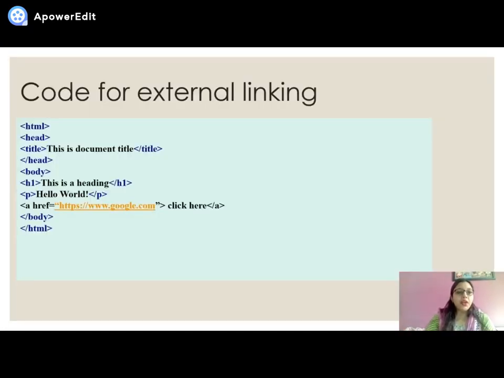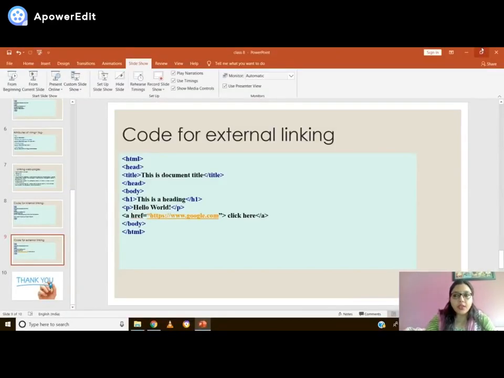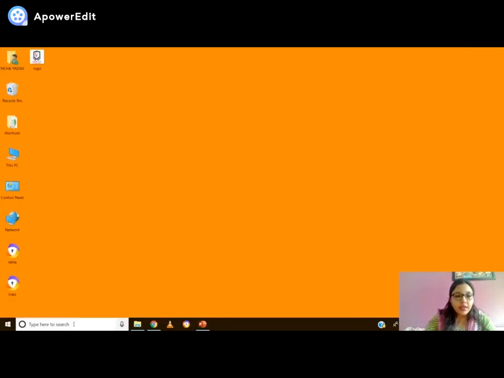Now let us move to the code for external linking. Here we have to write the same head, same body and everything. The only difference will be that when we are defining the href, the hyperlink reference of anchor tag, we will write the URL of another website or web page, right? So you can see here also that I have written https colon forward slash two times then www.google.com. Let me show you how it works when we do this in HTML.